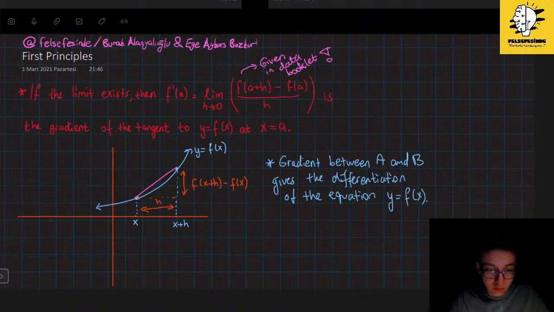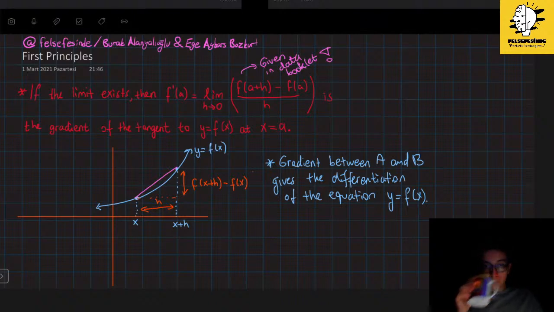Okay, guys, first principles is the basis of derivation, which is also the basis of integrals and also ordinary differential equations. So it's an important concept, and let's try to understand the logic behind differentiation before we teach you the differentiation. Okay, so let's start.